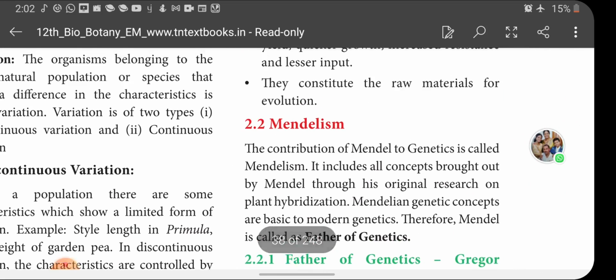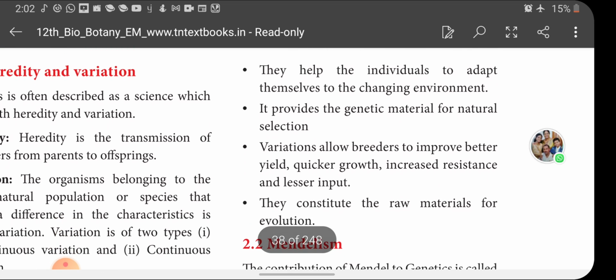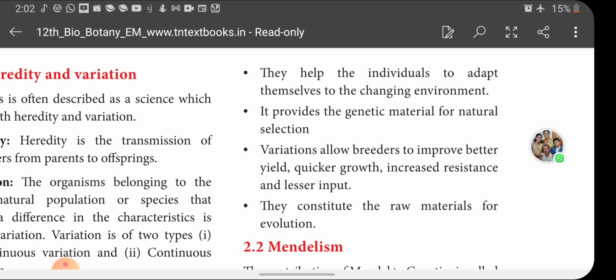About this struggle for existence, we will discuss in the evolution lesson in detail, children. They help the individual to adapt themselves to the changing environment. So, when variation has taken place, this variation can help the organism to accommodate with the changing environment. It provides the genetic material for natural selection. Variation allows breeders to improve better yield, quicker growth, increased resistance and lesser input. They constitute the raw material for evolution.